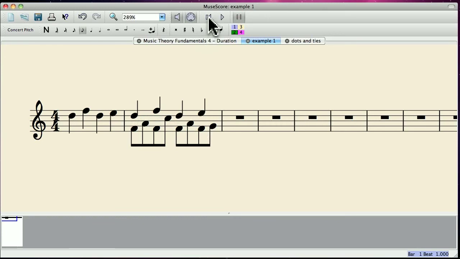All right, let's give this a shot. Okay, so hopefully you could hear that. I'll play that one more time. Again, when the eighth notes come in, they'll be moving twice as fast as the quarter notes.